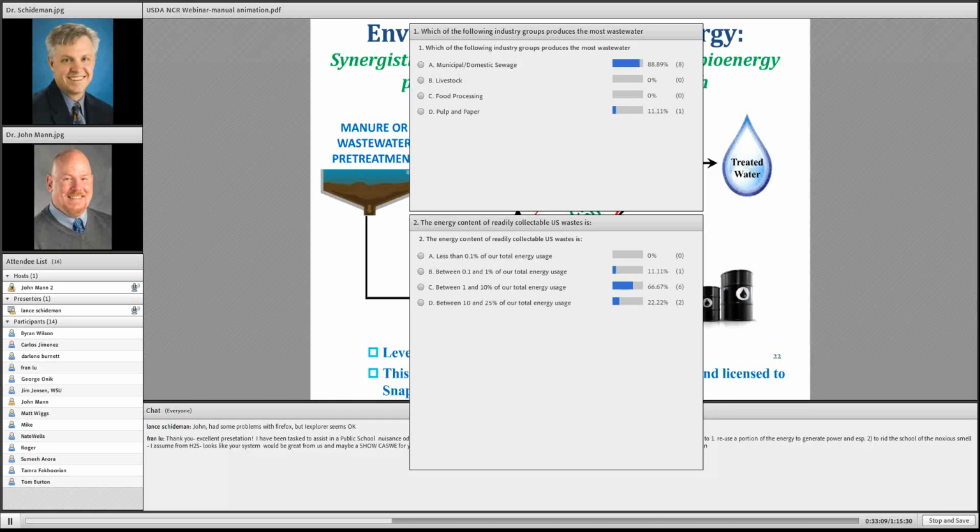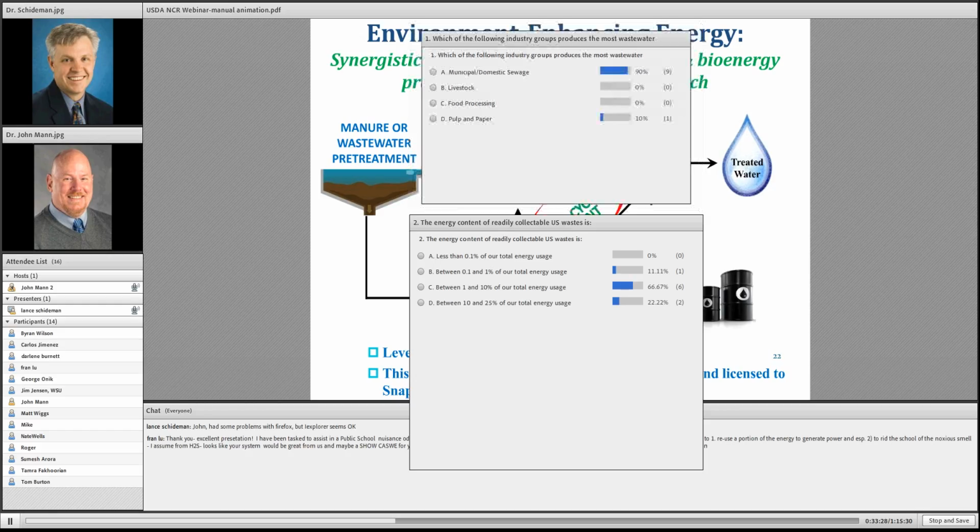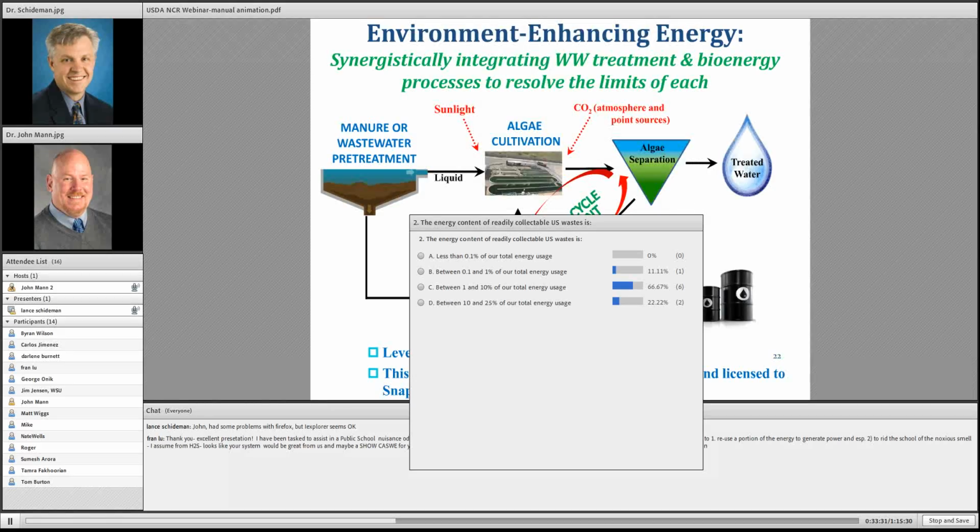The answer to the first question is A. Just about everybody got that one right: municipal and domestic sewage. The answer to the second question, according to my cheat sheet, is actually C, between 1 and 10%. Good questions, and thanks for your answers to those.